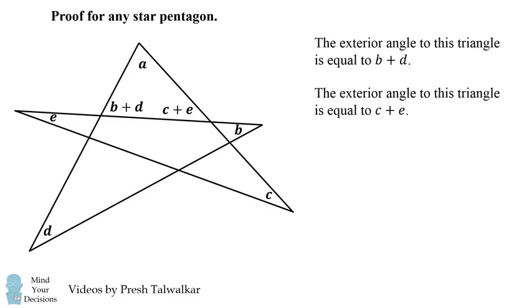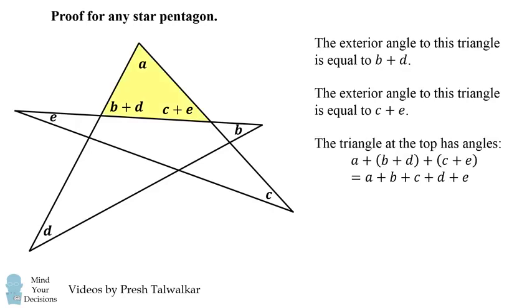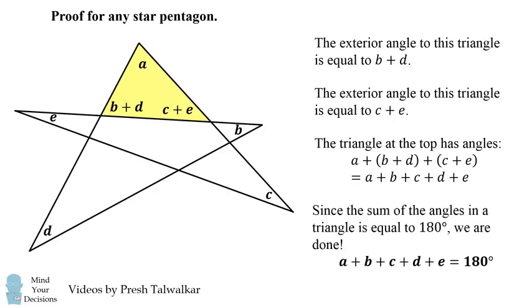So now take a look at this top triangle. It has angles A, B plus D, and C plus E. So this will be equal to A plus B plus C plus D plus E because it has one copy of each letter. Finally, since the sum of angles in a triangle is equal to 180 degrees, we're done. The sum of the angles in this is A plus B plus C plus D plus E, and it's equal to 180 degrees. Amazing.